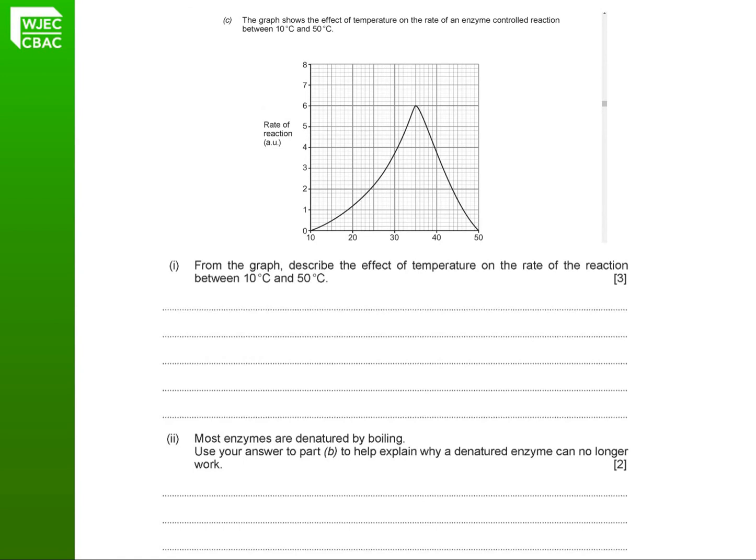So if we now have a look at the graph, so the graph shows the effective temperature on the rate of an enzyme control reaction between 10 degrees C and 50 degrees C. From the graph, describe the effective temperature on the rate of the reaction between 10 and 50. Now, it's really important when you get a graphing question that you read the instructions, because this one is asking you to describe. Lots of people will try and explain why this is happening, but it's not asking you to do that. A description, when you're asked to describe a graph, you literally just say what the graph shows you.